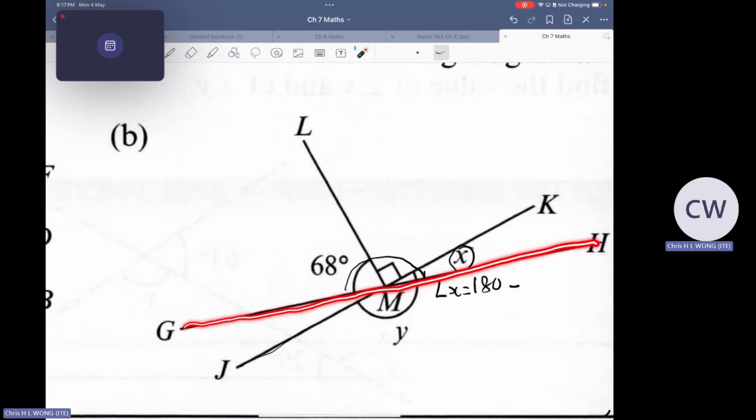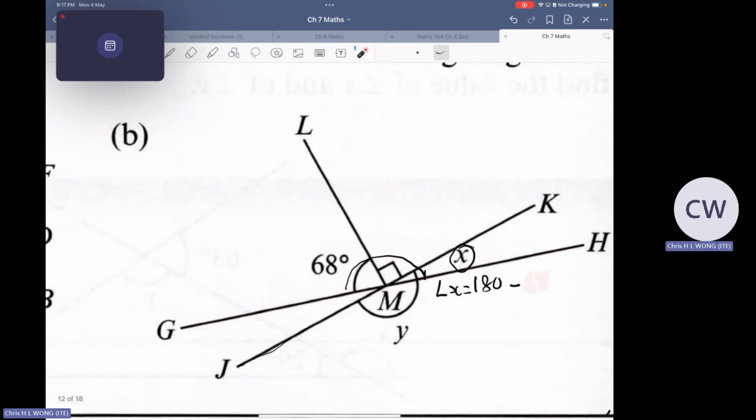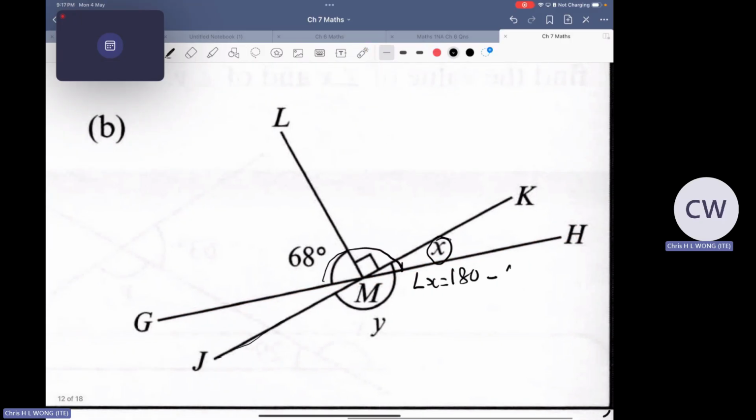180 minus? Very good, 68, minus? Very good. Why 90? Because of this, right? Minus 90. Why do you use 180? Angle on a straight line or supplementary angle, up to you. The moment you use 180, it's up to you. Then you got x already, right?